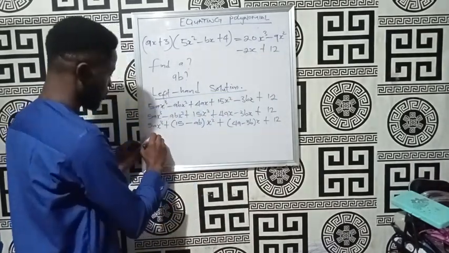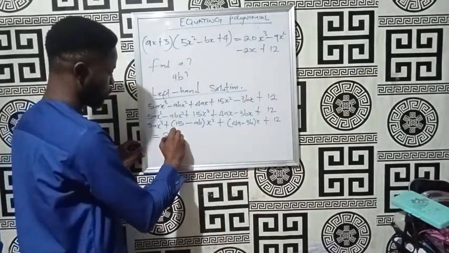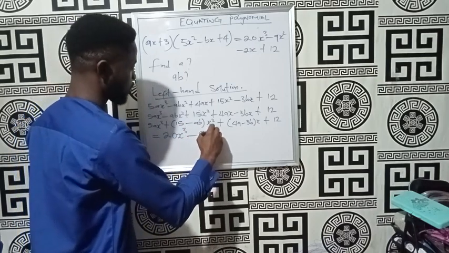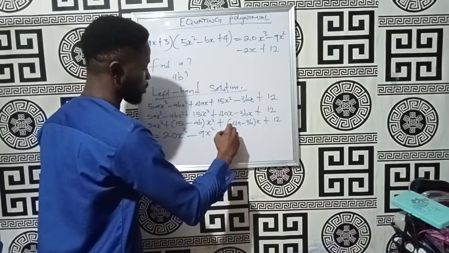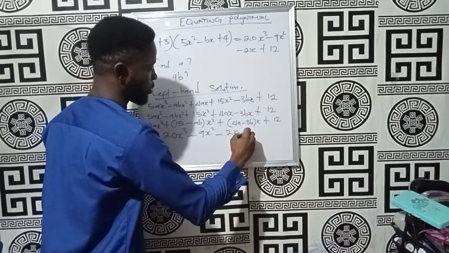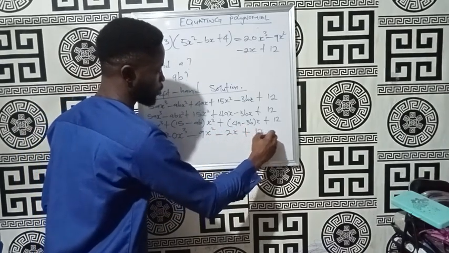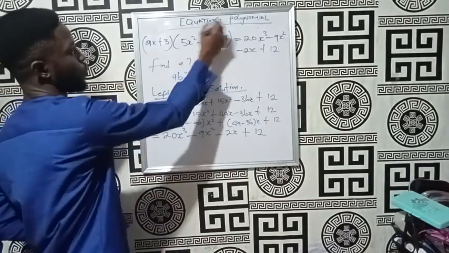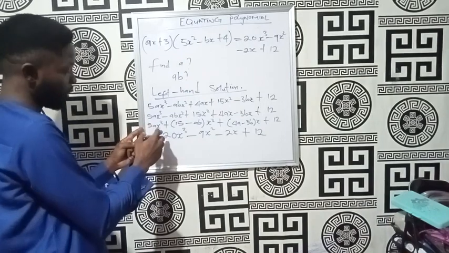Now equating it to be equal to what? 20x cubed minus 9x squared, minus 2x plus 12. So we begin to equate them. That's why I call it equating polynomials. We begin to equate them to themselves.